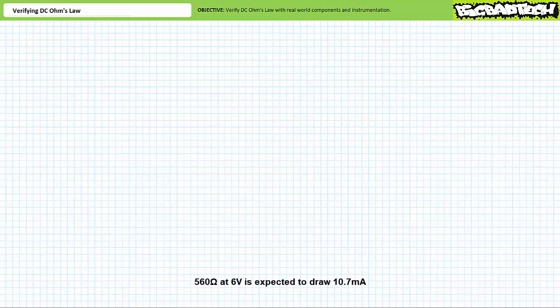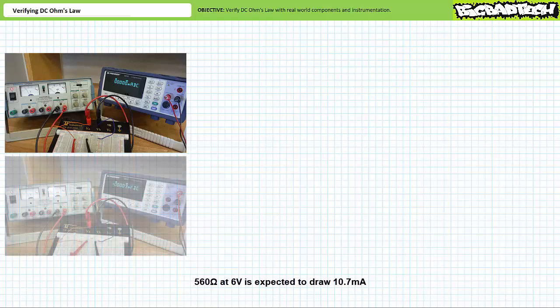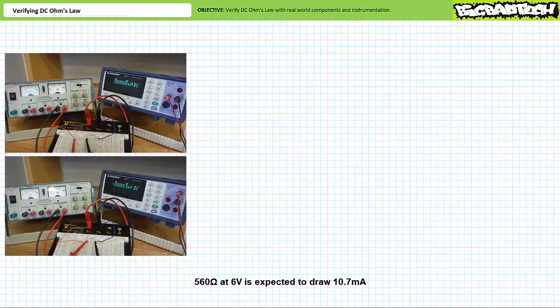Our first scenario features a nominal 560 ohm resistor at 6 volts. Ordinarily, we expect to observe 10.7 milliamperes of current through it. However, when we insert an ammeter into this circuit, it registers no current. Additionally, a voltmeter registers no voltage differential across the resistor.